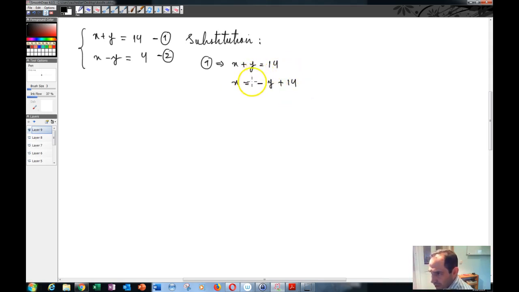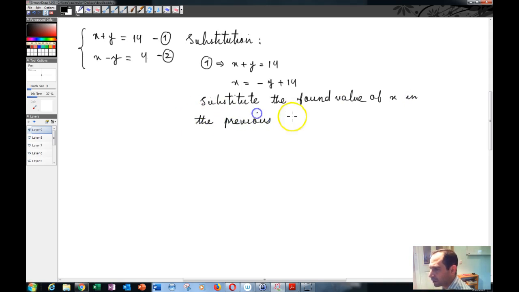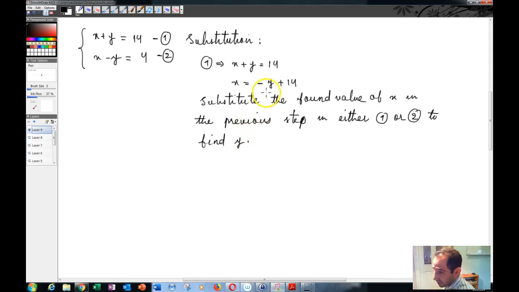Now I can substitute the found value of x, in the previous step, in either 1 or 2 to find y. The value of x that I found in terms of y was x is equal to negative y plus 14.